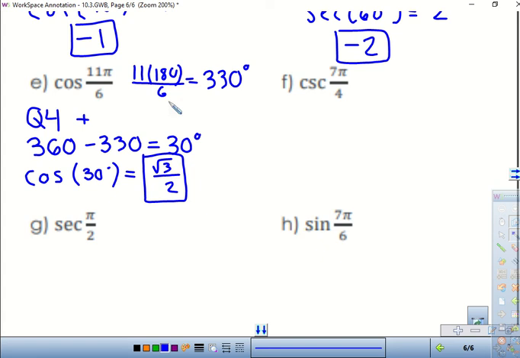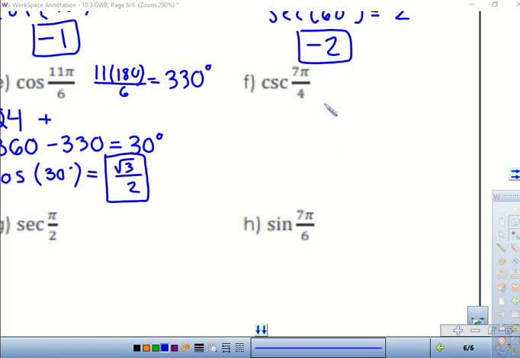The problem is secant and all of the inverse ones aren't on there. But for sine and cosine, you can use it. And then say you want tangent of 30, you can do sine of 30 divided by cosine of 30, those two values, and it will give you tangent of 30. Does that make sense? Yeah. Okay.